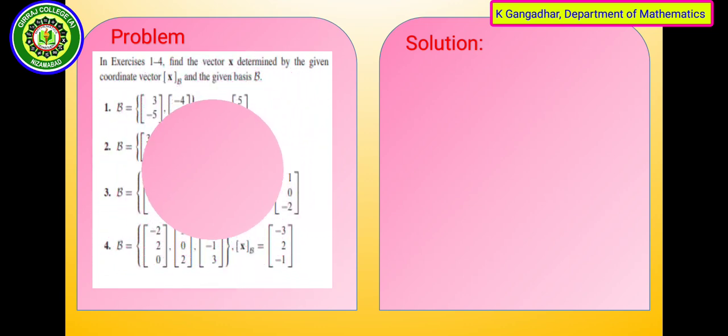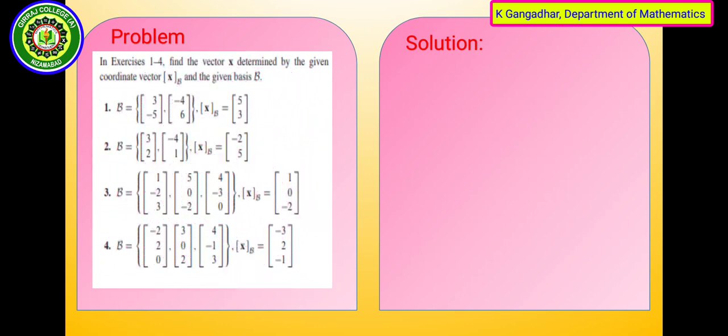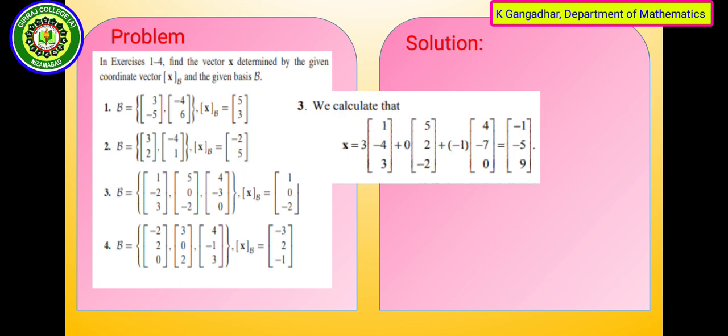So now the next problem. Find the x determined by the given coordinate vector [x]_B and the given basis B. Here also, same as in the previous problem, the [x]_B matrix is given. Two basis vectors are given. We want the vector x.